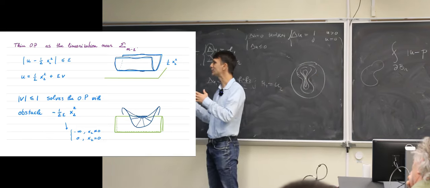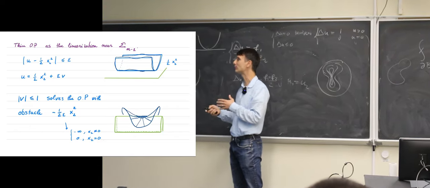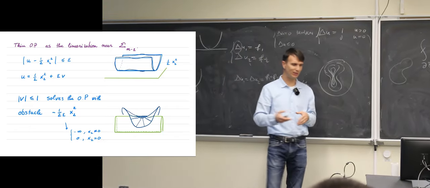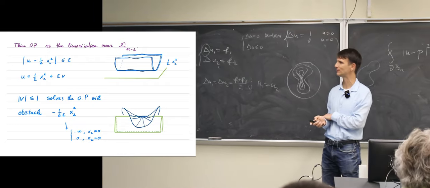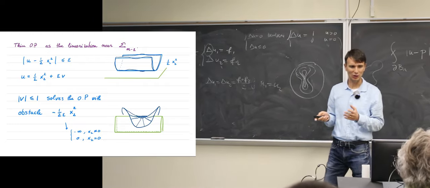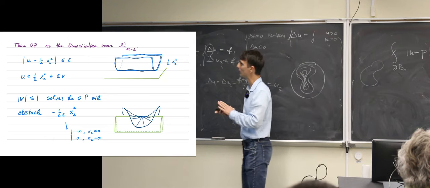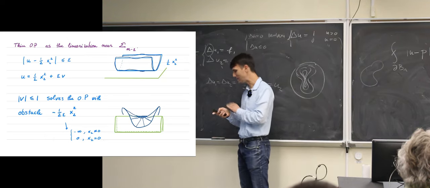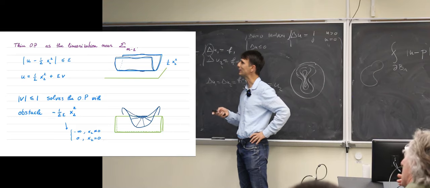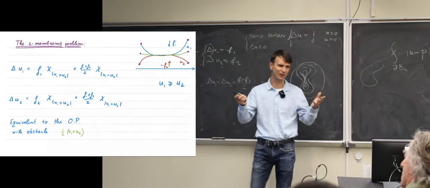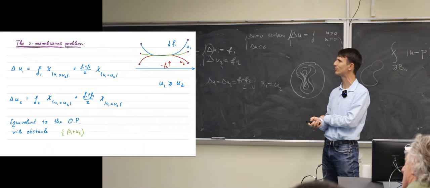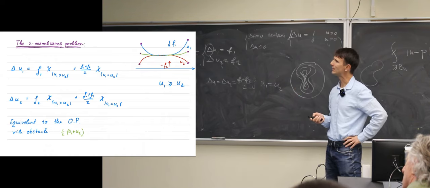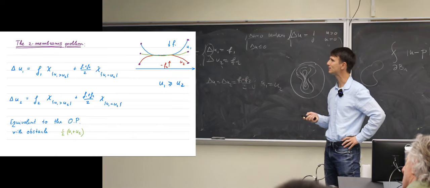And that's why the techniques from the thin obstacle problem can be used in the classical obstacle problem to study the singular sets. Okay, so now let me go for the last part of my talk and talk about multiple membranes. So far I just talked about the classical obstacle problem and the thin obstacle problem. What can we say about multiple membranes?